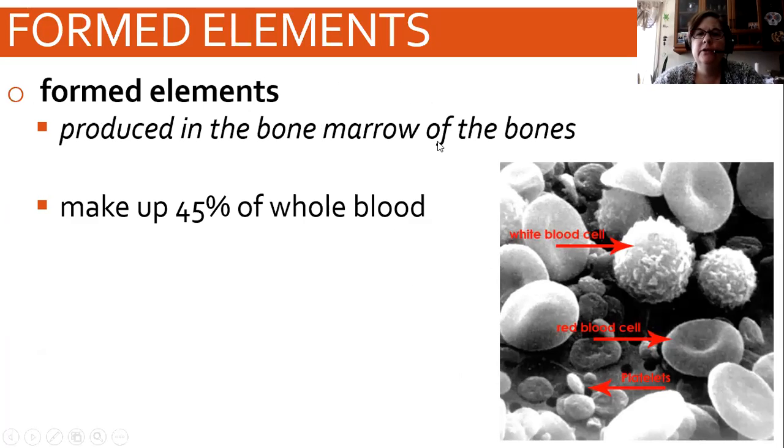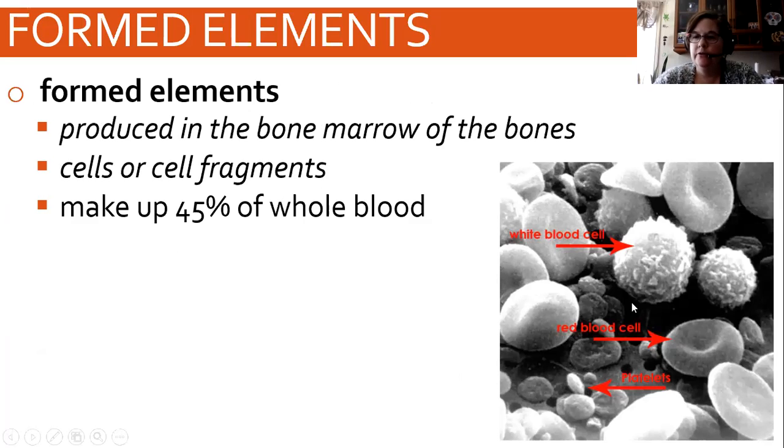So these guys are all produced in the bone marrow of our bones. And we'll talk more about bone marrow when we get into our musculoskeletal system, which is our next unit. But that's the bone marrow, okay? And cells and cell fragments are produced there. So those are our formed elements.